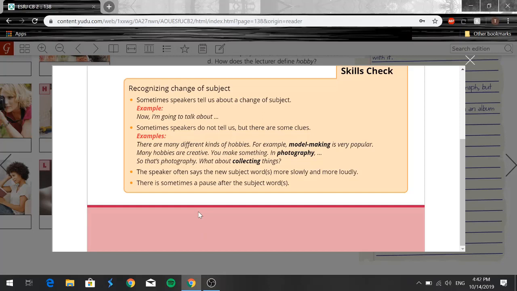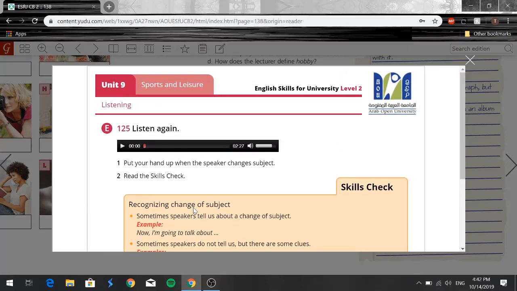So, for example, model making is very popular, right? There is that pause, but don't count on it. It might not always be there. Okay? So that was the skills check.